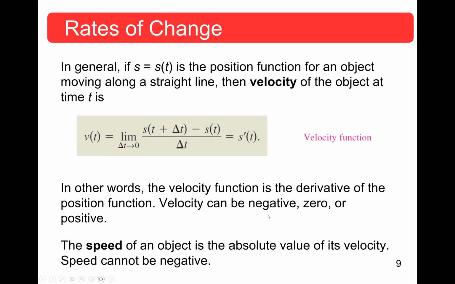So velocity can be negative, 0, or positive. And also the speed of an object is the absolute value of its velocity. So speed can never be negative.